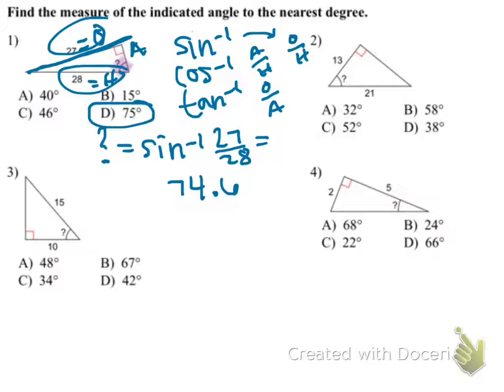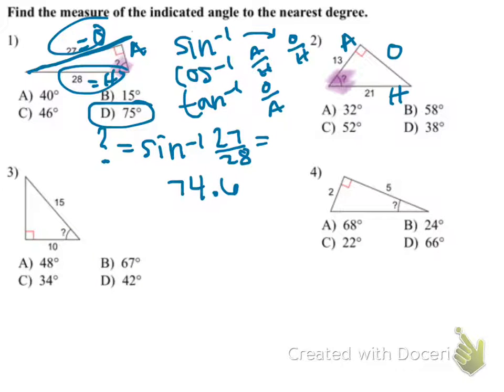Okay, same thing with number 2. Here's the angle we want to look at. Let's reference all these sides to this angle. So my opposite side to that angle is this side here. So this is opposite. And then my hypotenuse is across from my 90-degree angle, so this 21 is my hypotenuse. And then this last side is my adjacent side.